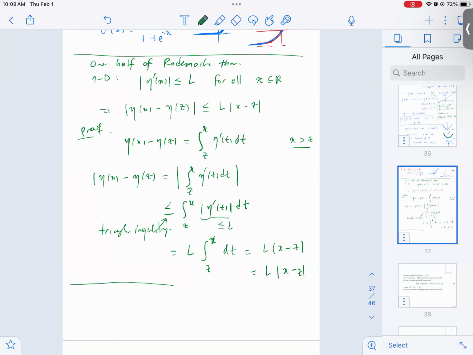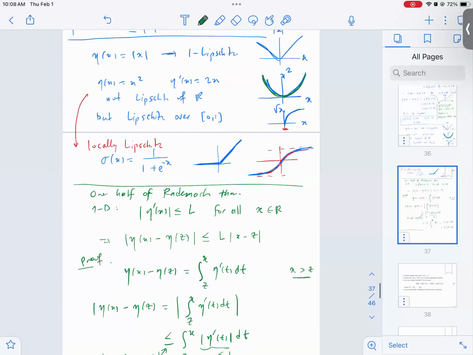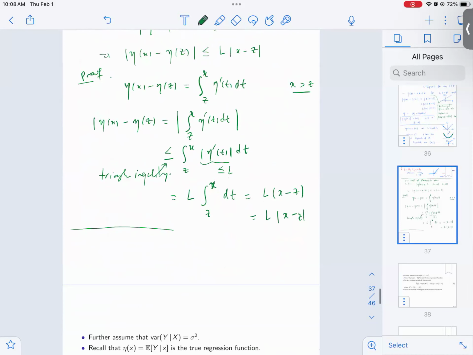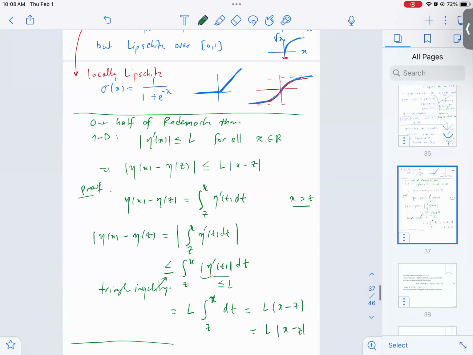Good. The other way is a very nice result in advanced mathematics: if this holds, then it's almost everywhere differentiable. It doesn't have to be differentiable everywhere, like this absolute value or modulus, if you want. This one is not differentiable everywhere, but it's Lipschitz. Okay, so this was a side note.